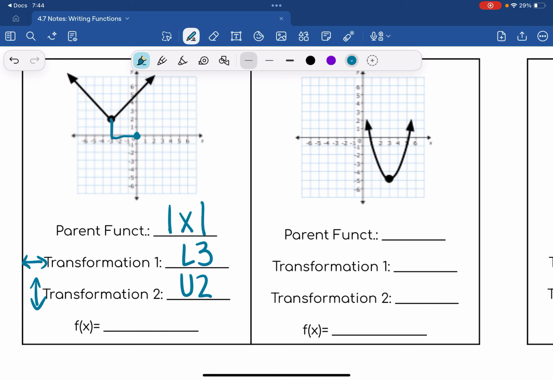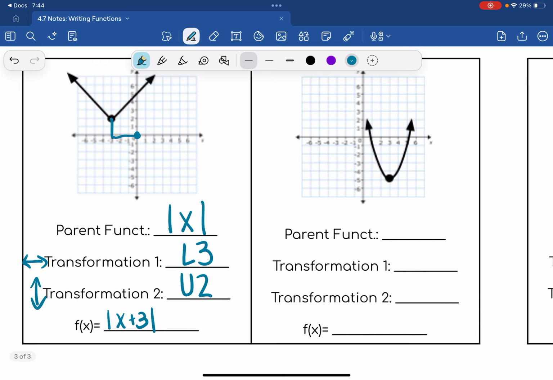Then when I go write my function, my left 3, I need to add inside for that. So it's going to be absolute value of x plus 3 inside my absolute value. And then my up 2, I need to add 2 outside the absolute value.